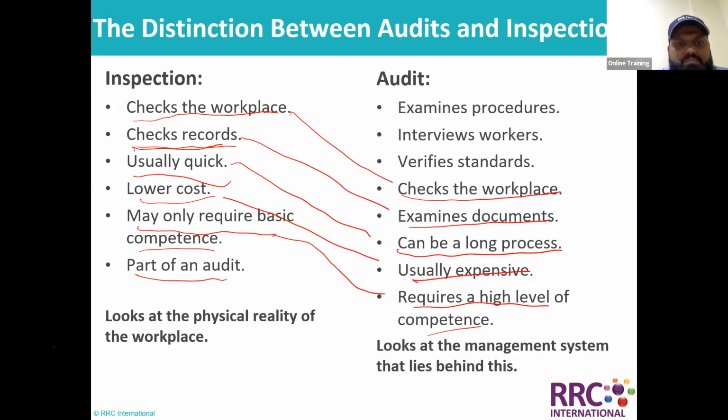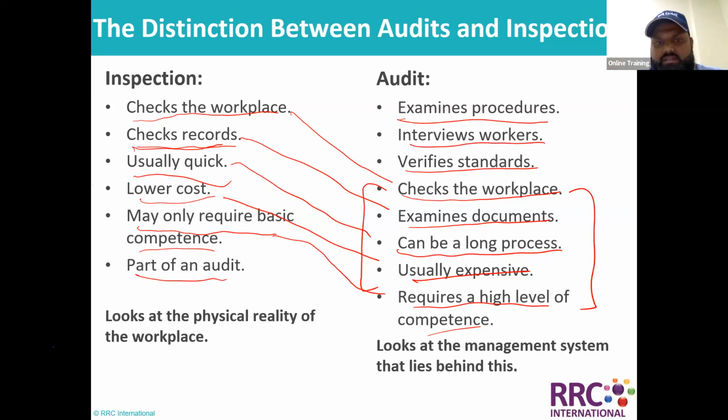Inspection is basically part of an audit. And audit is basically the examination of the whole system. It examines the procedures, interviews the workers, verifies the standard. If you look into the definitions of these two, inspection looks at the physical reality of the workplace. Audit looks at the management system that lies behind this. What is the management system behind this activity? We are going to evaluate it critically, point to point.